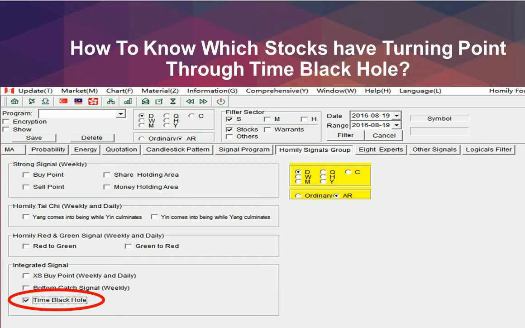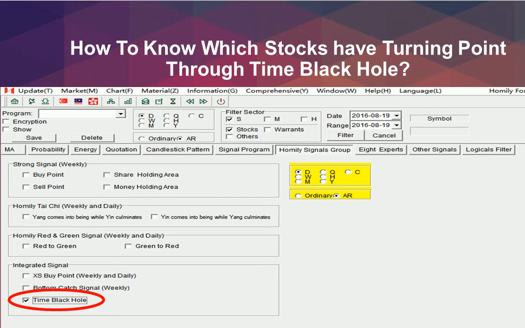I think your software has this function, this method, because in this homely software, maybe there's no time black hole. So you can practice at home when you go back: click the technical filter, then click time black hole, then click filter, change the date, then click filter, then the shares will come out, then you can check which stocks have the time black hole, okay? It can help you to filter some stocks which have the turning point. Then you should pay more attention, okay?